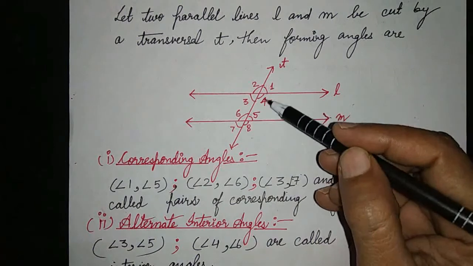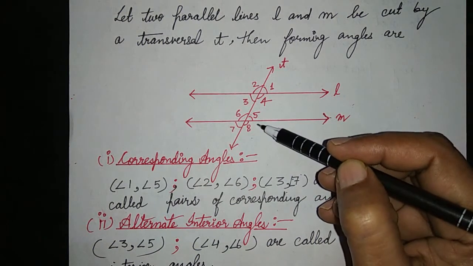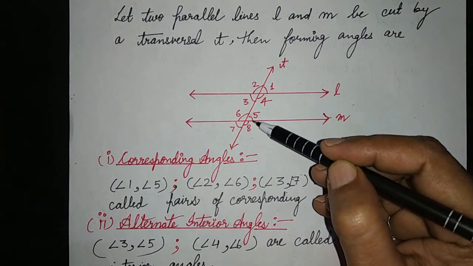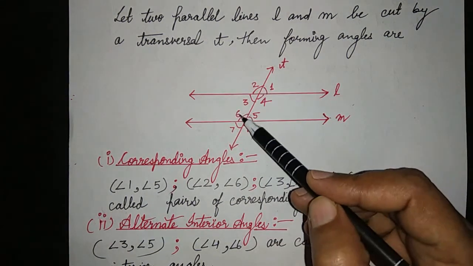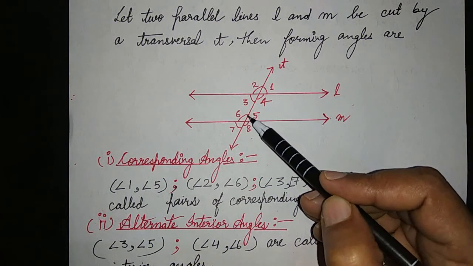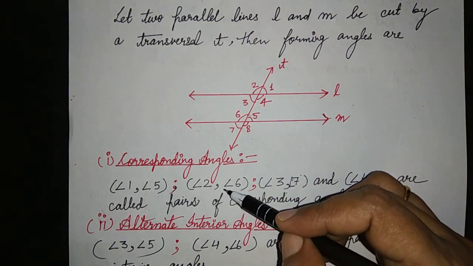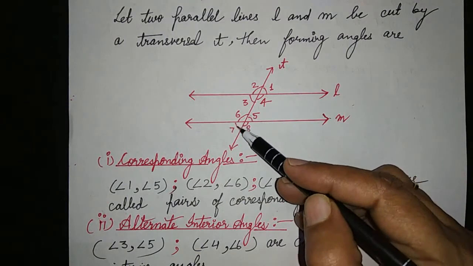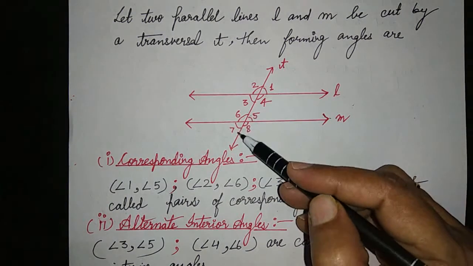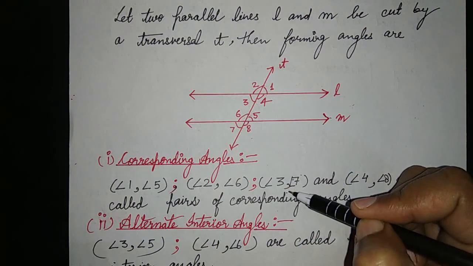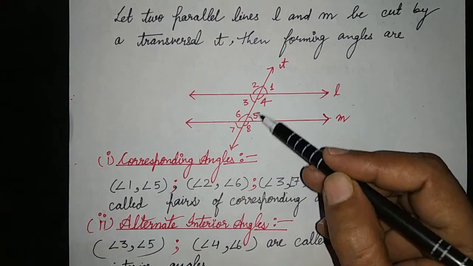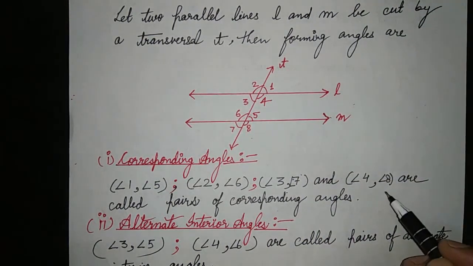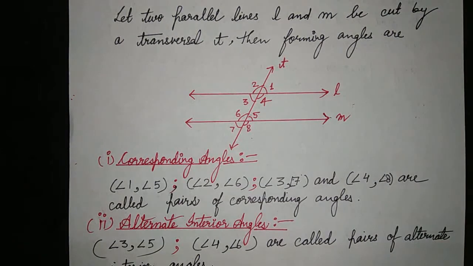Now, once again I am explaining it. Here, angle 1 and angle 5 is the first pair of corresponding angles. Angle 2 and angle 6 are the second pair of corresponding angles. Angle 3 and angle 7 is the third pair of corresponding angles. And angle 4 and angle 8 show the fourth pair of corresponding angles.